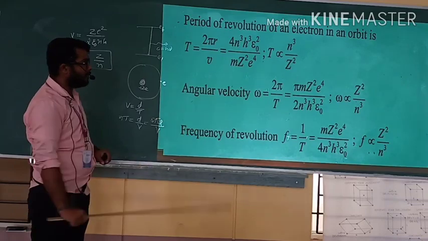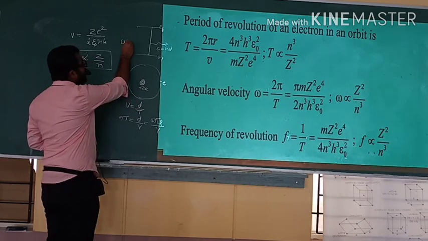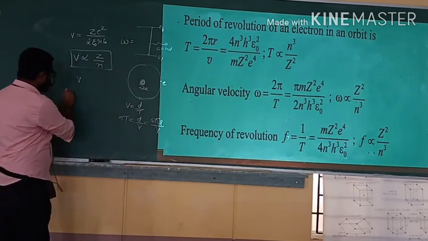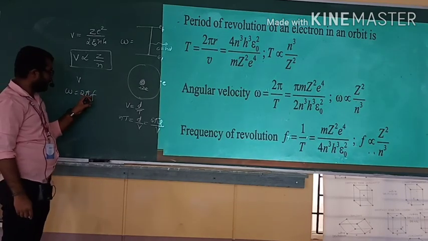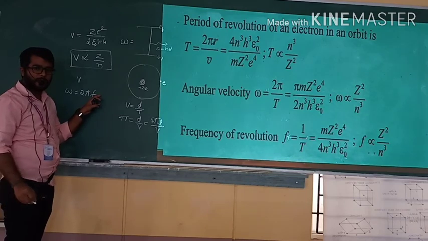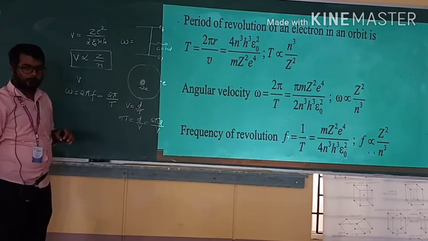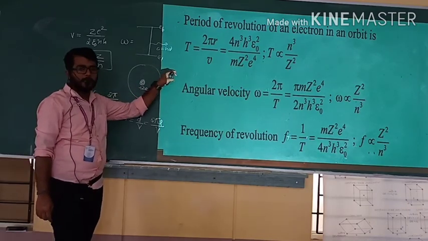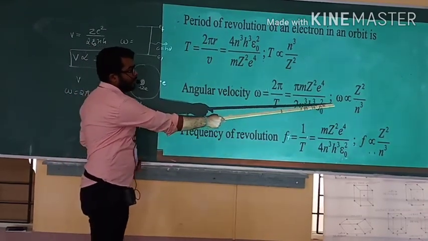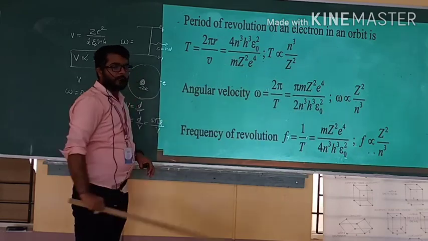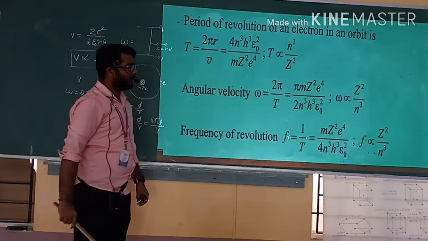Okay, so next angular velocity. Angular velocity is nothing but omega. Angular velocity is given by omega is equal to 2 pi f. But what is f? f is equal to 1 divided by time period. Therefore you can write it as 2 pi divided by t. Substitute the t value that you have found out, and solving again, omega is proportional to z square divided by n cube. Angular velocity is proportional to z square divided by n cube.